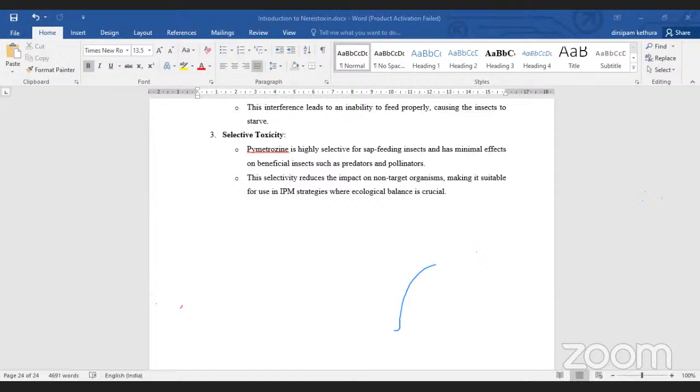It is used to control sap feeding pests, and if you could see its mode of action, it affects the nerves that control the salivary pump of sucking pests, which prevents the insects from inserting their stylets into the plant tissues, causing an irreversible cessation of feeding within a few hours, which leads to the death of the organism due to starvation conditions.